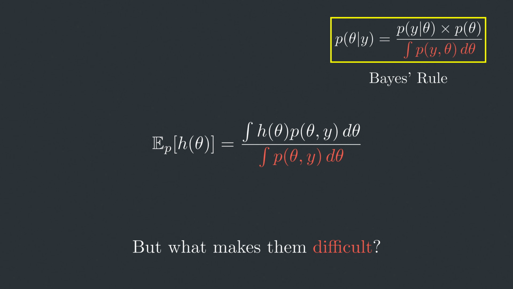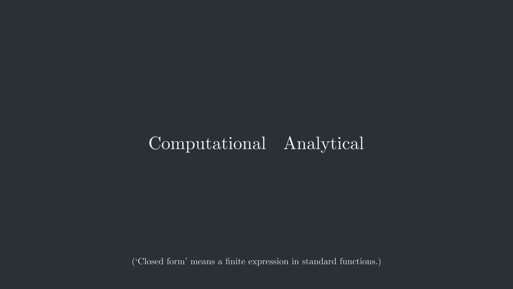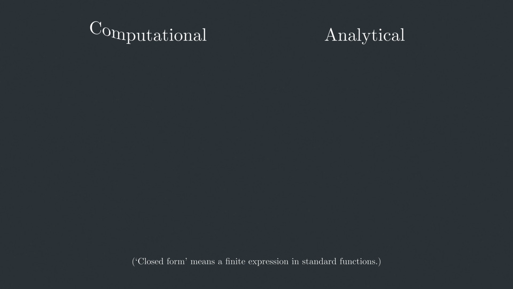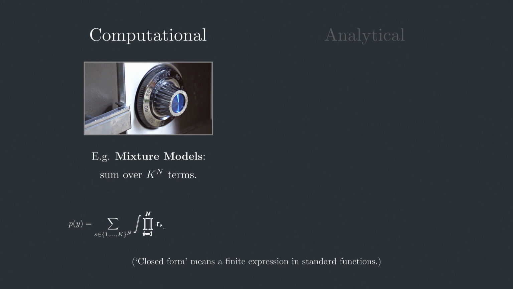This difficulty arises in two ways. Either the evidence contains too many terms to compute in a reasonable time, or it has no closed-form solution. One example of computational difficulty is computing the evidence of a finite mixture model, which requires summing over k to the power n terms, where k is the number of mixture components and n is the number of data points. Even a tiny two-component mixture model with 30 data points requires summing over 1 billion terms.